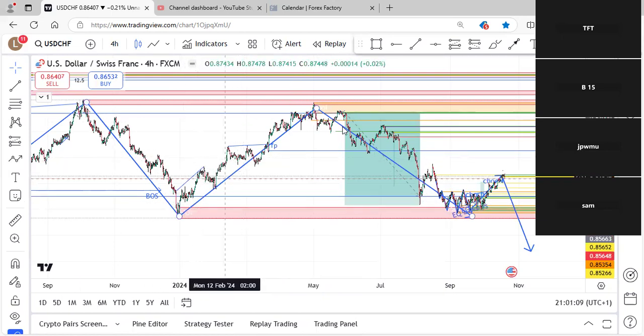But yeah, like I say, you get multiple structures on this.